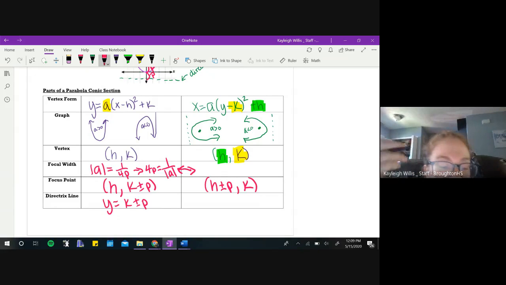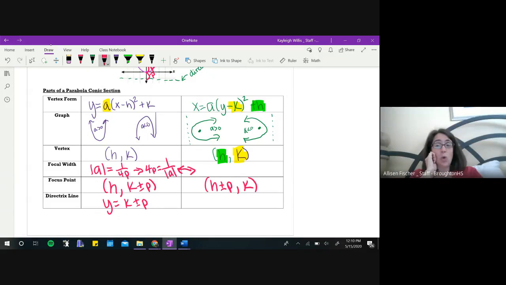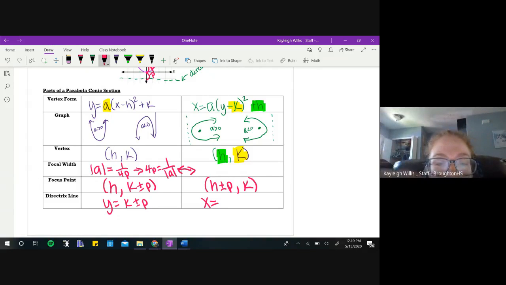Okay. And then the directrix, this time though, look at this line. It's going up and down. It's a vertical line. And we know that when we write vertical lines, it's not y equals, it's x equals. Yes. And since we're using the x value, we're going to use the x value of the vertex. So again, it's opposite of whatever you did to find the focus point. So if I added to find the focus point, then I'm going to subtract to find the directrix. If I subtracted to find the focus point, I'm going to add to find the directrix.